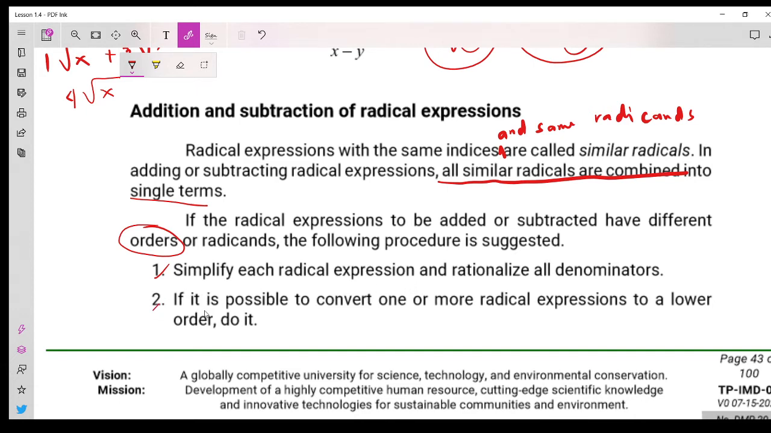Next, if it is possible to convert one or more radical expressions to a lower order, do it. So for instance, if you have the 6th root of x squared, the order here is 6, or the index is 6. We can still lower this down because we can rewrite the 6th root of x squared as x raised to 2 over 6. And 2 over 6 is equal to 1/3. So here we have x raised to 1/3, and going back to its radical form, you have the cube root of x. So we have lowered the order of the original radical expression to 3. So that's what number 2 means.